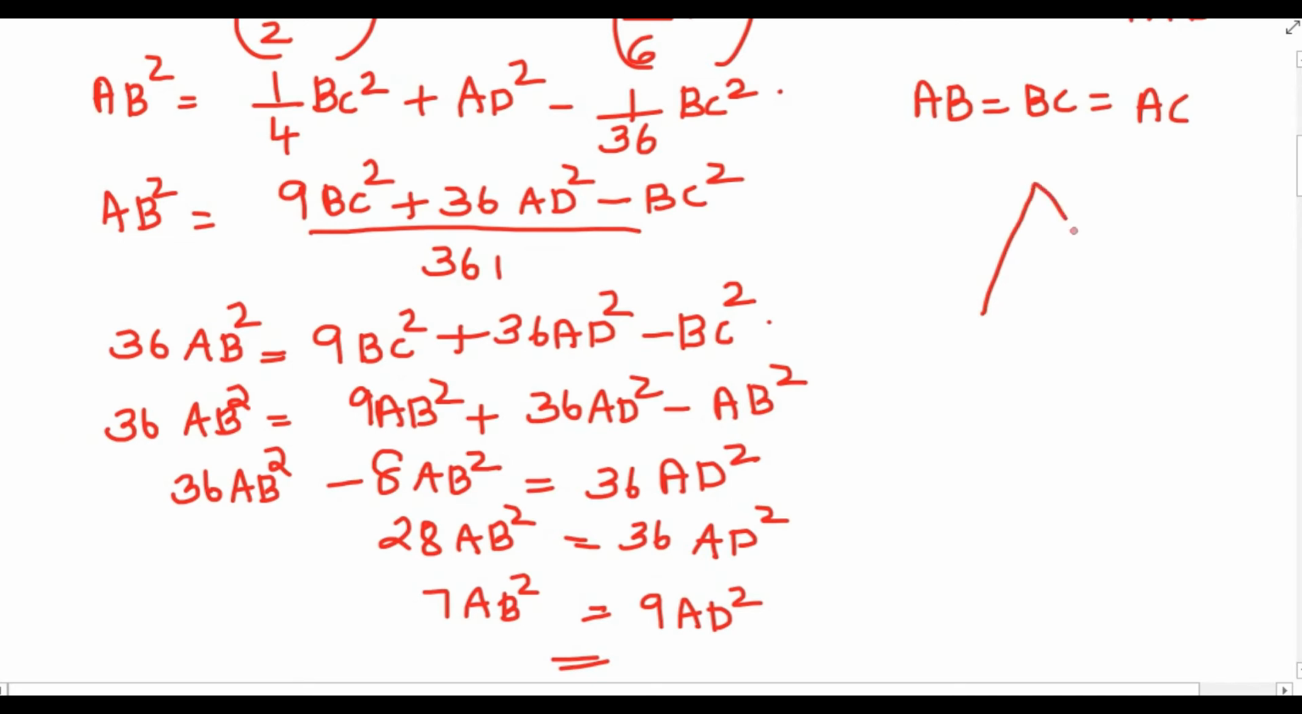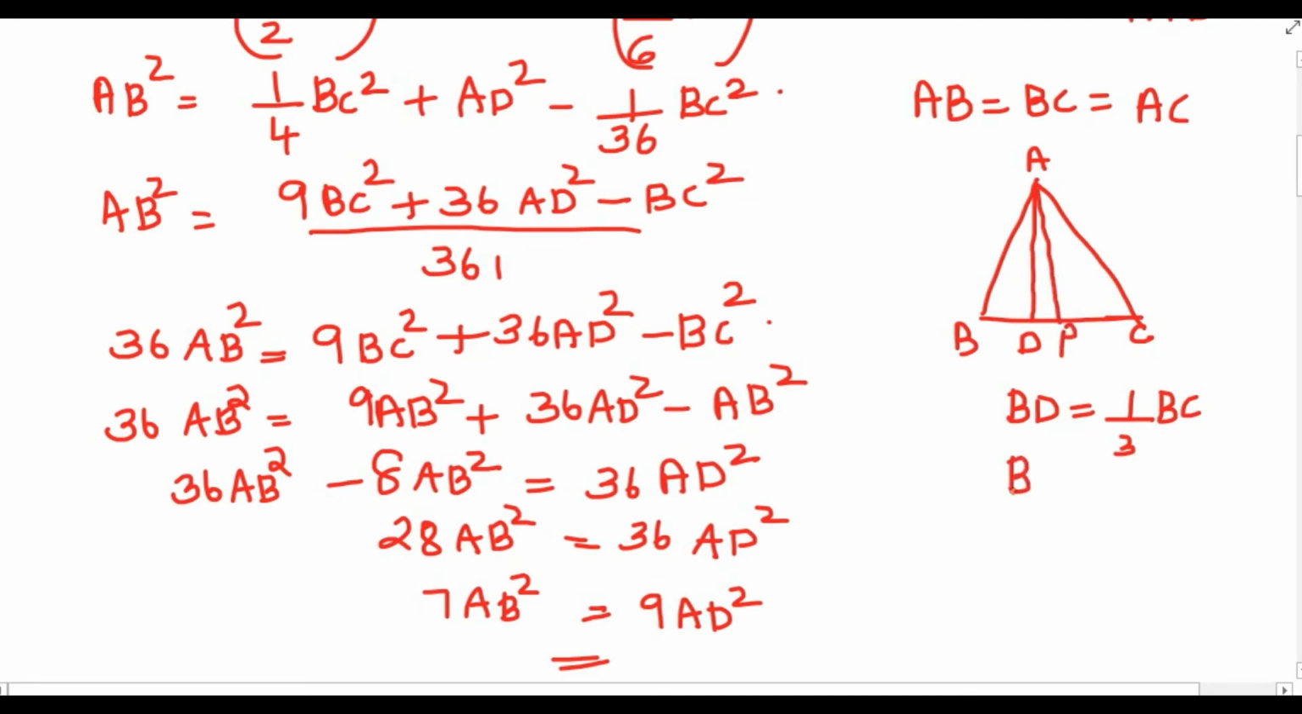They have given an equilateral triangle ABC. Then they have told that D is a point on BC, and they have given the condition BD is equal to 1 by 3 BC. We have drawn a perpendicular line, that is AP, and so we can write BP is equal to half BC.